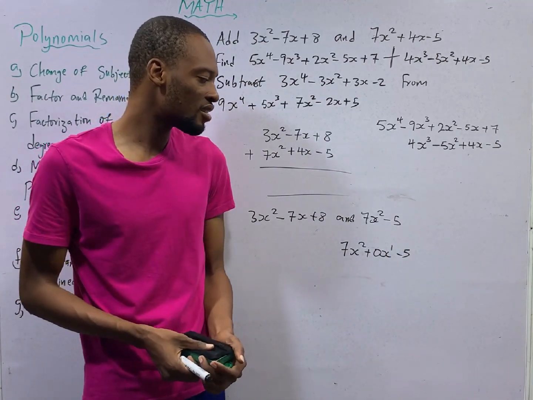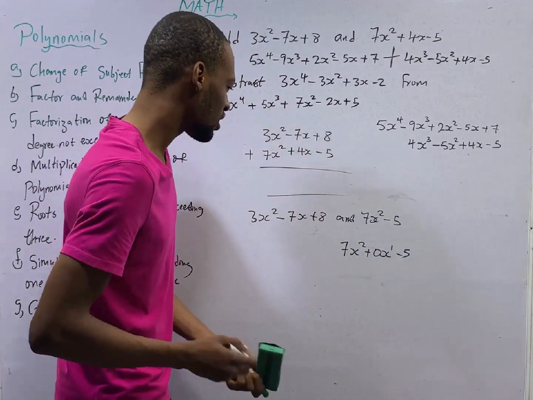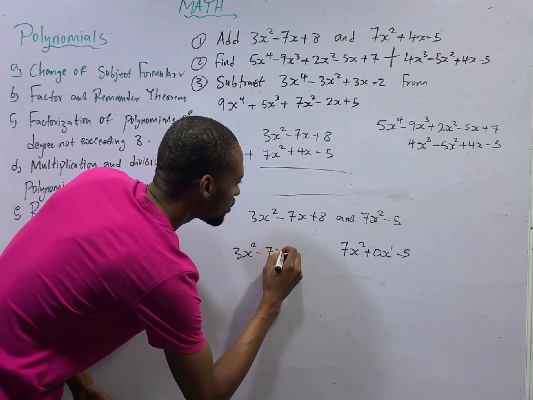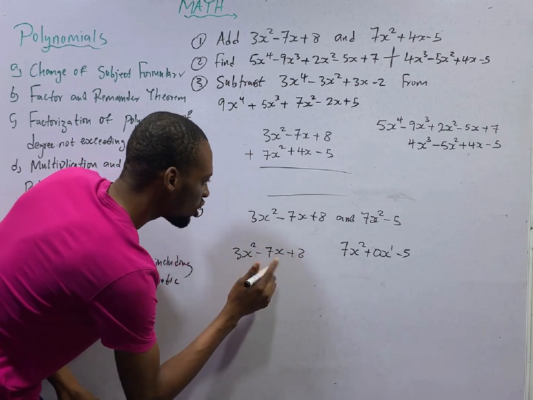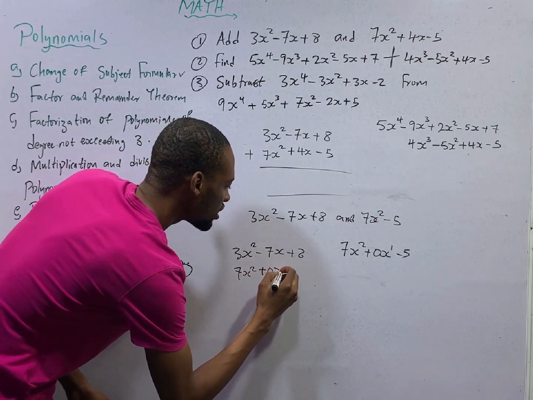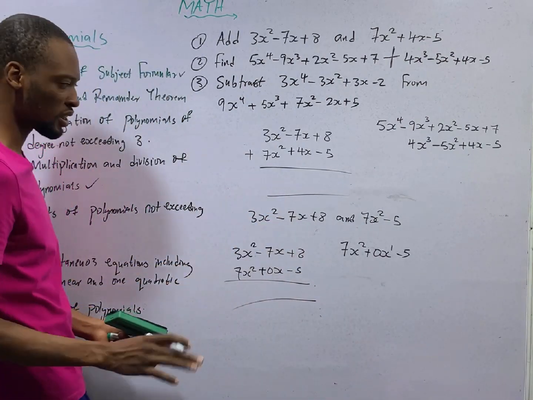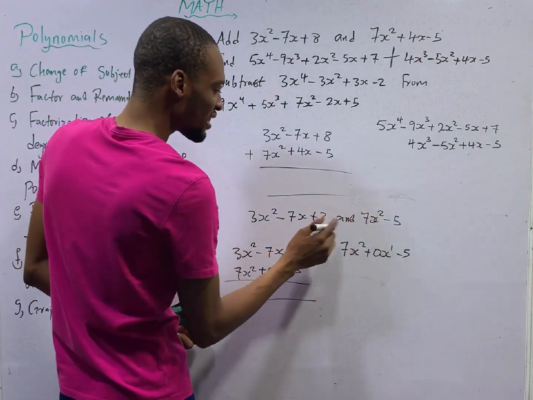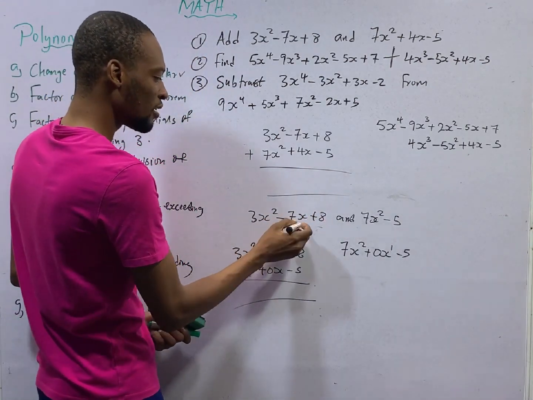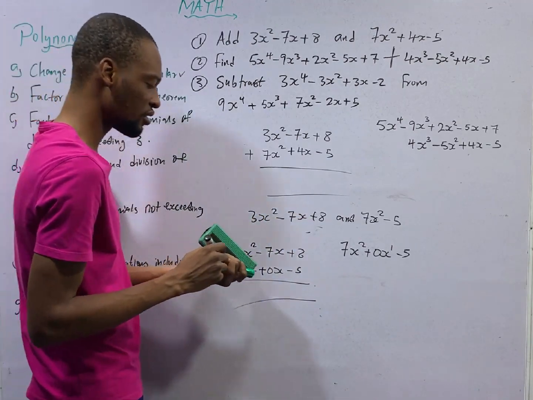And 0s raised to the power of 1 is what? 0. So if you are adding this, you will do something like this. 3s squared minus 7s plus 8, then under it 7s squared plus 0s minus 5. So you must make sure you fill all those ones. You don't see something like this and write them under here. They are not of the same degrees, or you write them like this. No. You must arrange them according to their degrees.